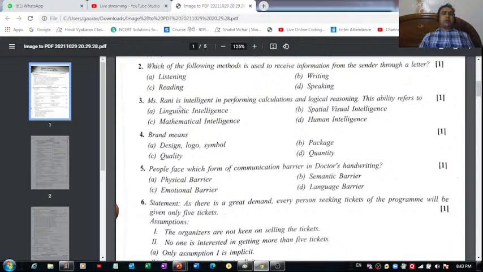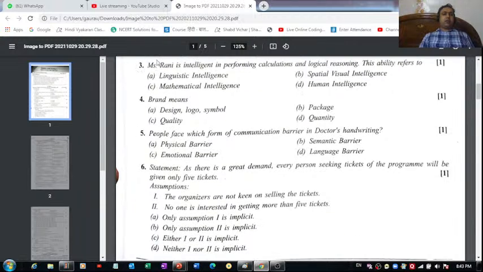Then, Miss Rani is intelligent in performing calculations and logical reasoning. This ability refers to what? Is it linguistic intelligence, spatial visual intelligence, mathematical intelligence, or human intelligence? So, of course, it is mathematical intelligence. Am I right? So, the correct answer of question number 3 is part C.